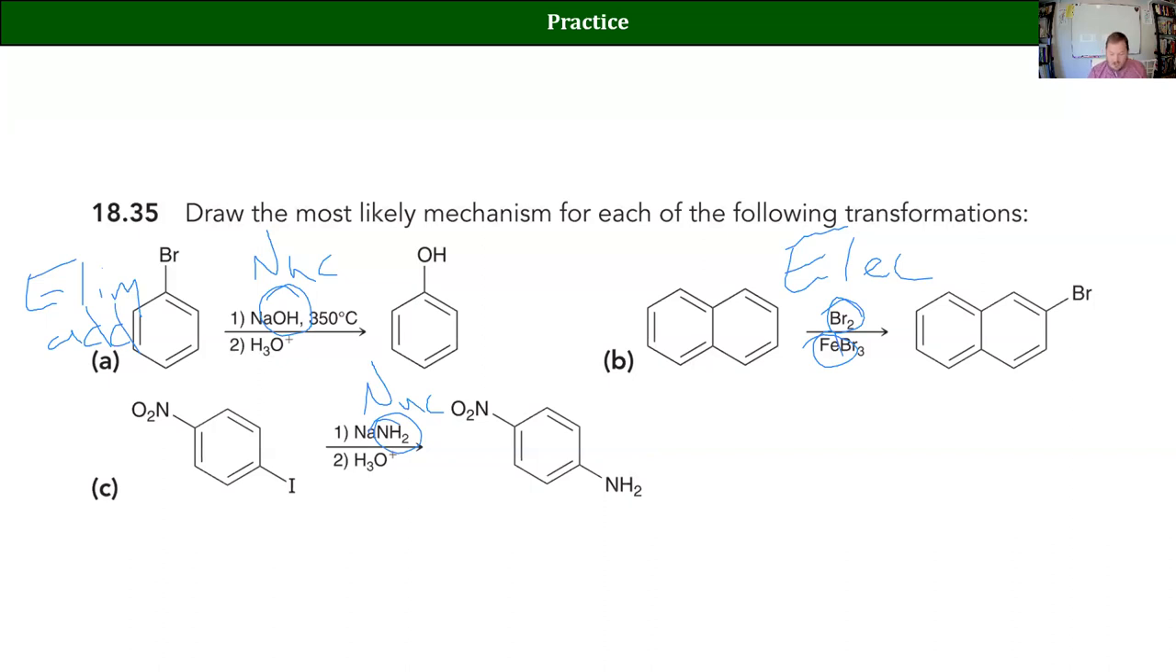In this bottom one, we've got a nucleophile. We've got a good leaving group in the iodine. We have a strong electron withdrawing group in the nitro group, and they're para relative to each other. So we get our nucleophilic aromatic substitution.